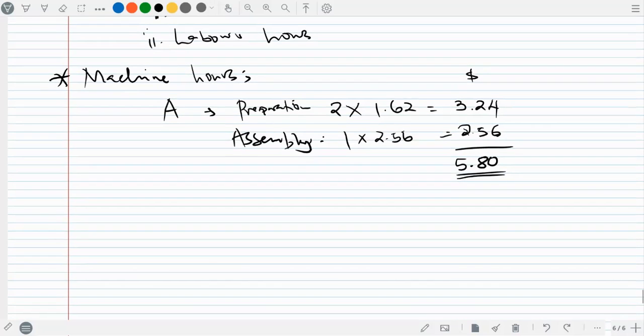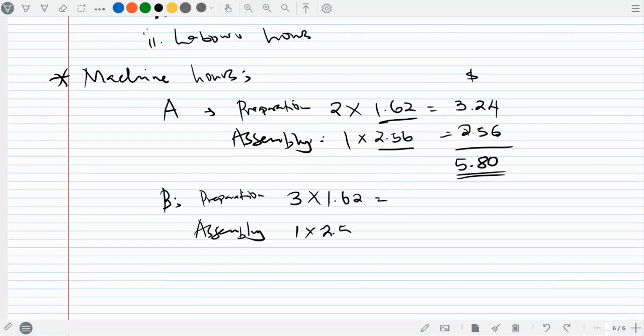Then product B, based on machine hours, the same process: preparation department, assembly department. In the preparation department, product B was taking 3 machine hours. So we go 3 times the cost per unit, which remains at 1.62. In the assembly department, this product B took 1 hour, so 1 hour times the cost per hour, 2.56.